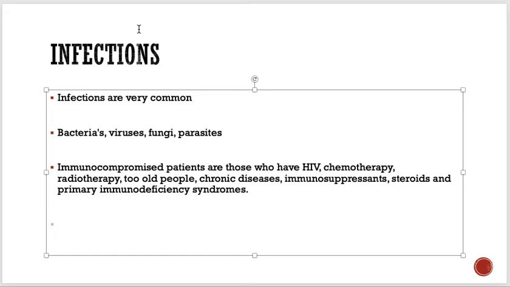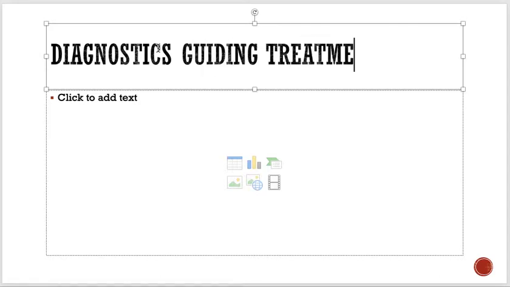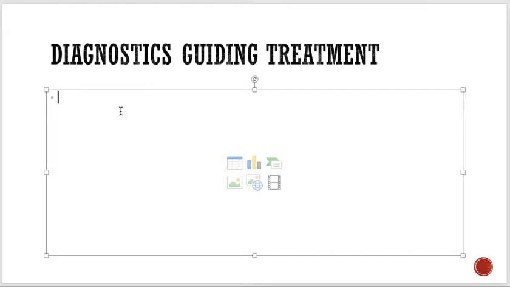Now, for example, I will tell you about diagnostics guiding treatment. Okay, I'm just heading it myself. I should give you an example: urinary tract infection. Now we know the most common cause of UTI is E. coli. More than 90% of the time, it is E. coli which causes UTI.